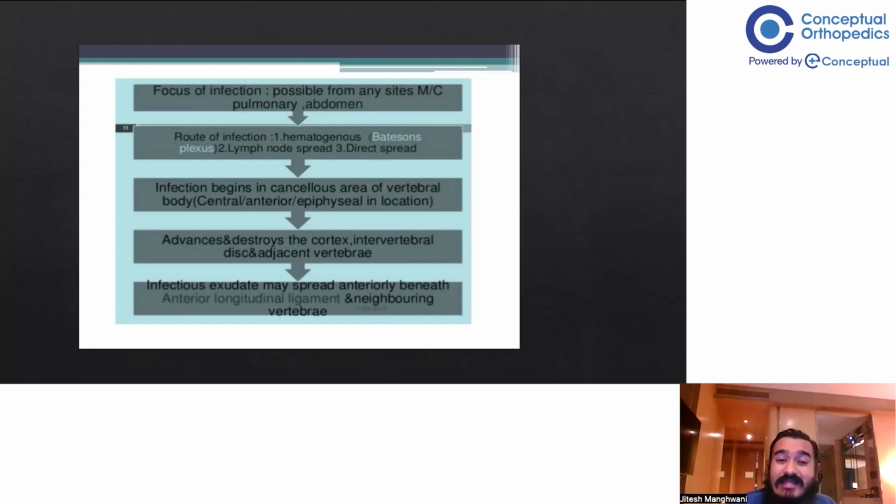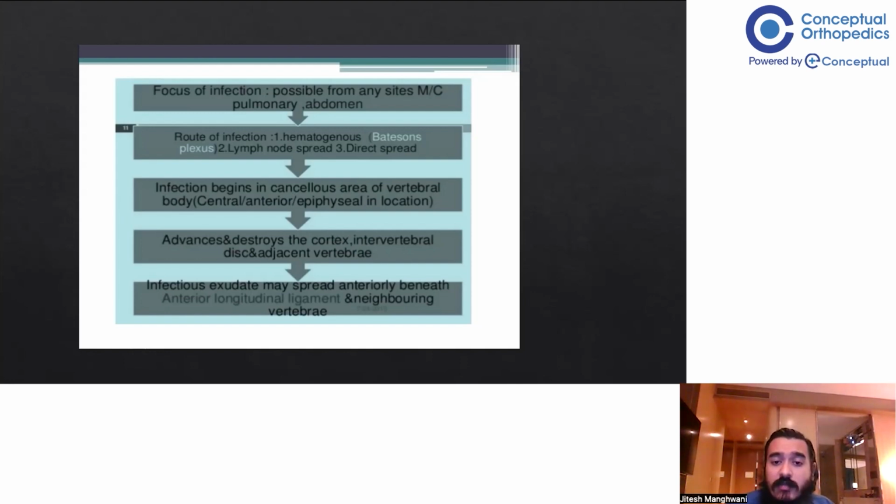Infection begins in the cancellous area of the vertebral body, which may be central, anterior, or epiphyseal in location, advances and destroys the cortex, intervertebral disc, and the adjacent vertebrae. So the infection most commonly begins in the cancellous area of the vertebral body. It may be central or anterior or epiphyseal. It advances and destroys the cortex, the disc spaces in between, and also the adjacent vertebrae.